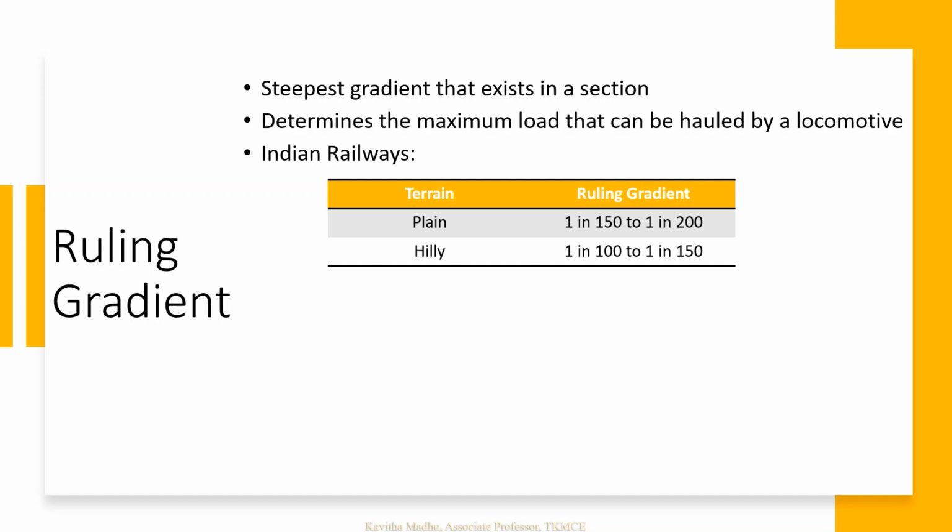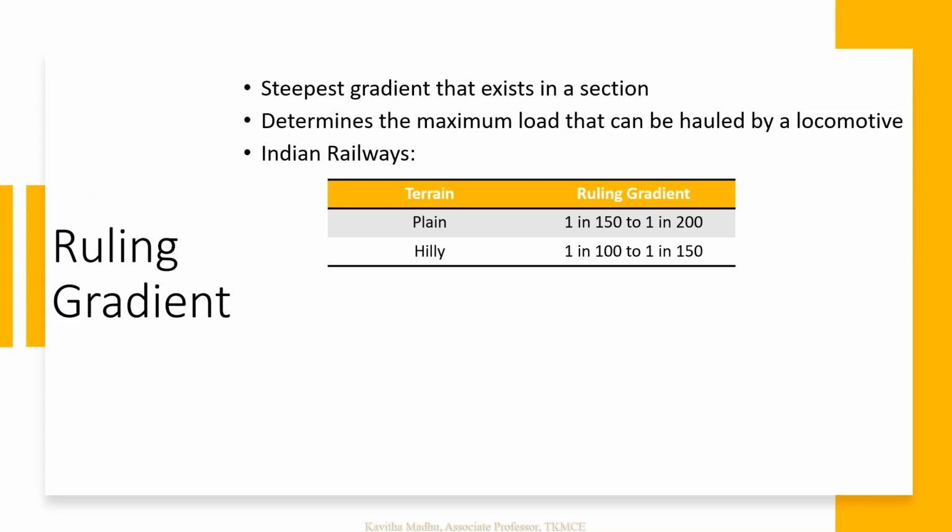Indian standards do not specify any fixed ruling gradient due to the varying nature of the country, speed and traffic. Generally, with one locomotive train, the following gradients are adopted. For plain terrain, it varies in the range of 1 in 150 to 1 in 200, whereas for hilly terrain, it is in the range of 1 in 100 to 1 in 150.